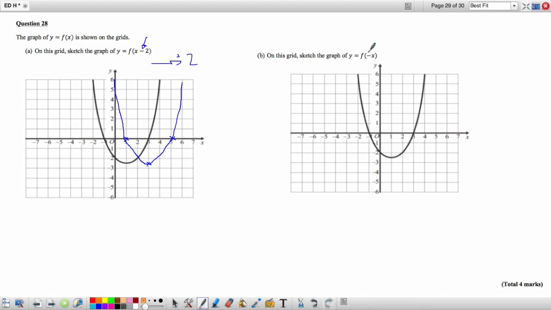For part B, we have inside the bracket here in front of the x the coefficient and negative, and this is a reflection in the y-axis. So we have a mirror image here, so our negative 1 here. We're going to then flip over, so we have then the graph crossing here at 1, here at -3, and the minimum point at -1 here.